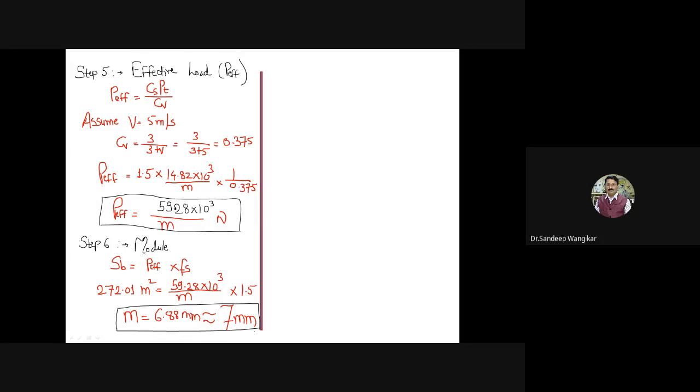Now we will take one by one all dimensions. So I will not say steps here. I will say here dimensions. Module is equal to 7 millimeter. Next, B face width 10 times of module, 70 millimeters.